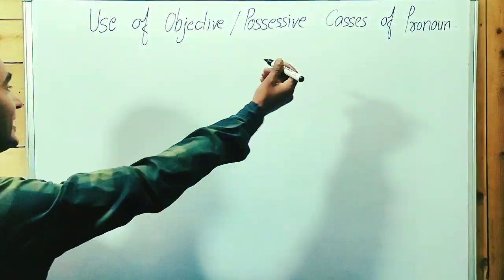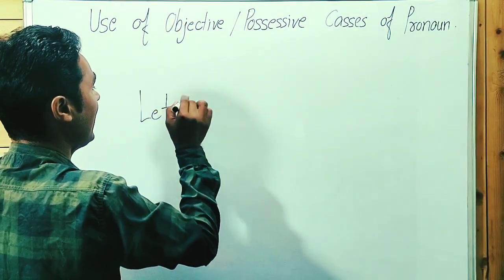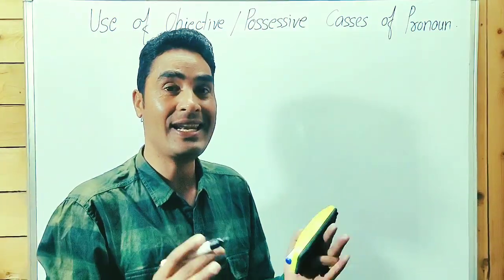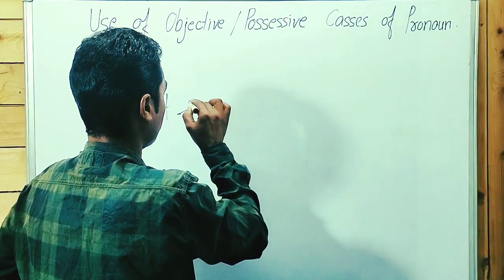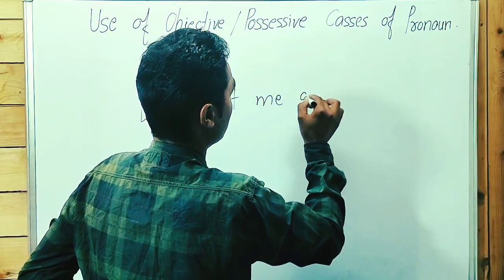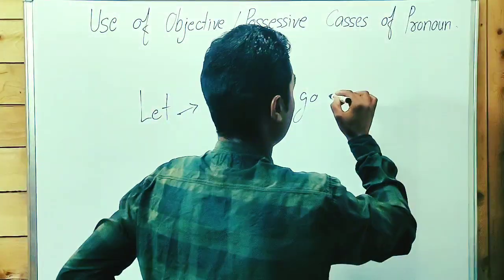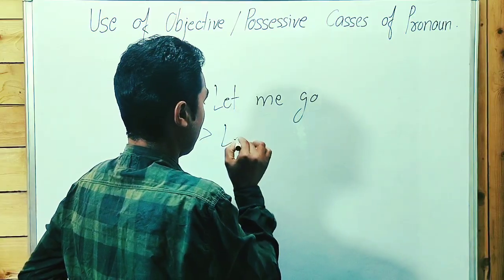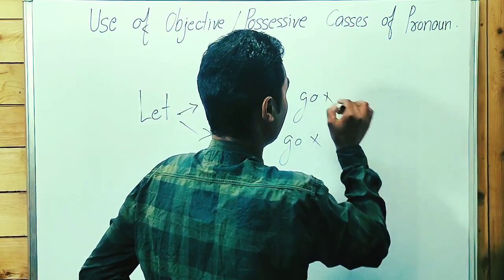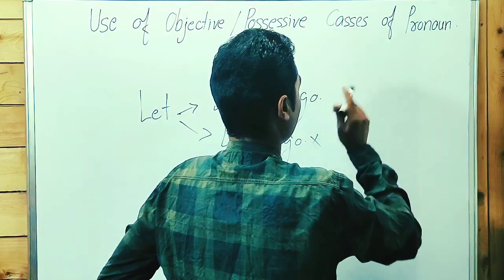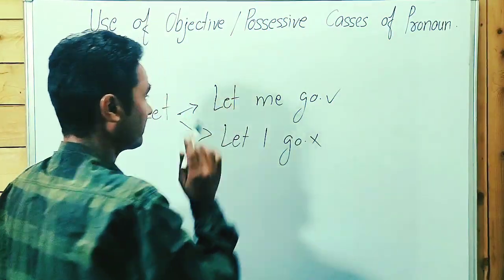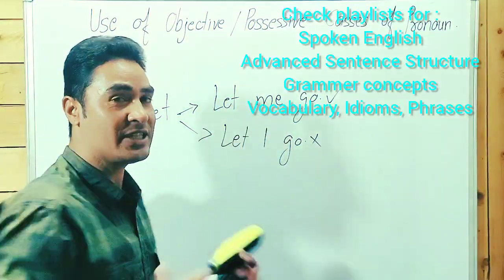As you know, let is a verb. So we say, let me go. We don't say, let I go. Let I go is an incorrect sentence and let me go is correct, because let is a verb.